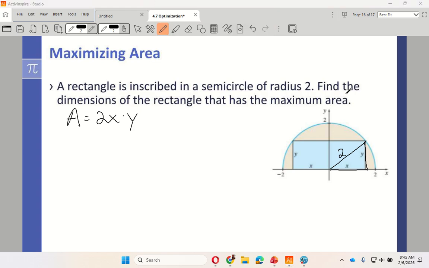Hey, never know. All right, so I'm going to set this up, and if this is a right triangle, what could I always use? Did I hear Pythagorean theorem? Yes, I did. So it's going to be x squared plus y squared, plus, no, not 2 squared. x squared plus y squared equals 2 squared.